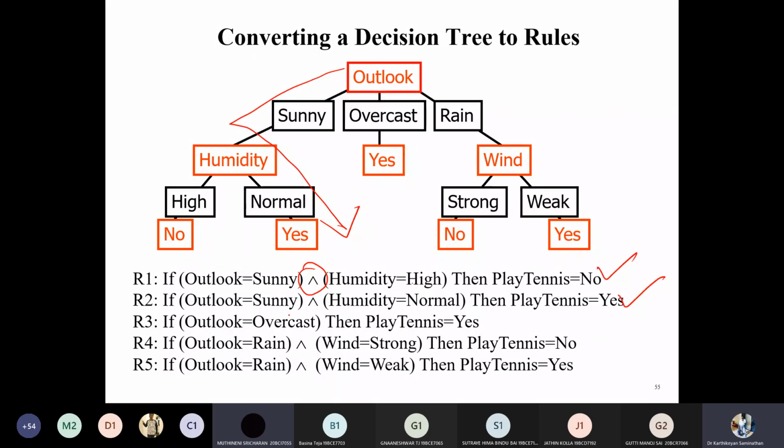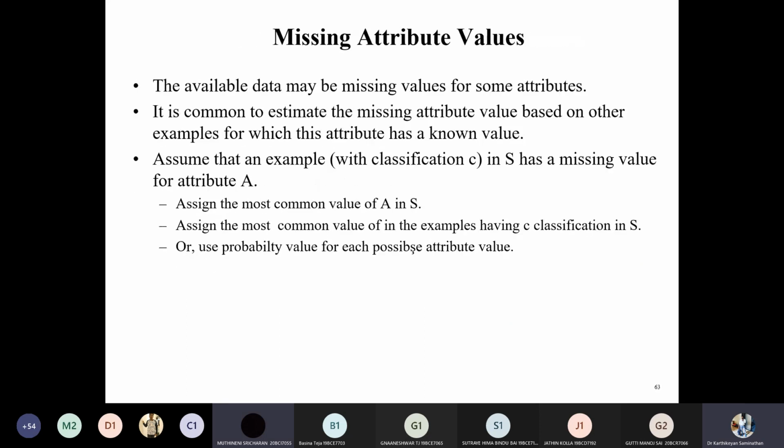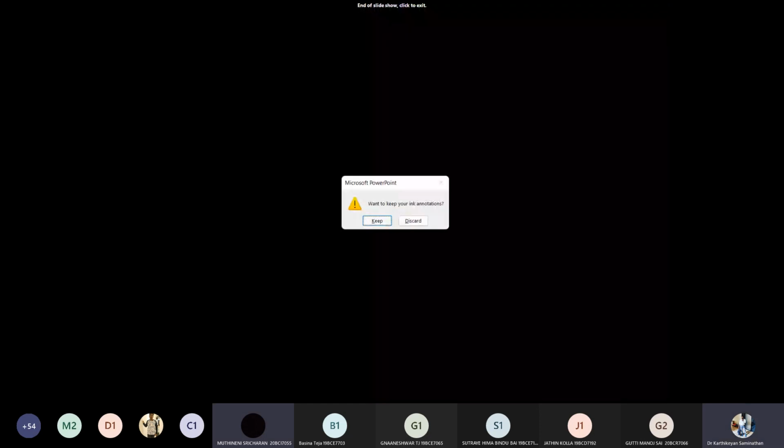Then if outlook is overcast, you can directly play tennis. Yes. If outlook is rain and wind is equal to strong, then you cannot play tennis. If outlook is equal to rain and wind is equal to weak, then you can play tennis. So this is how you can make the rules. Rule one is nothing but if... R1, R2. Sometimes after constructing your decision tree, you may be asked to form rules. So this is the rule. This is decision trees. Okay.